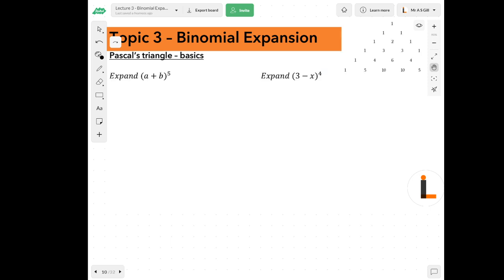We can then use this triangle to expand brackets like this. Specifically binomial. Binomial meaning a bracket with 2 terms. Bi meaning 2. So the 2 examples you see on the screen now, they are binomial expressions because there are 2 terms within those expressions that we then expand.